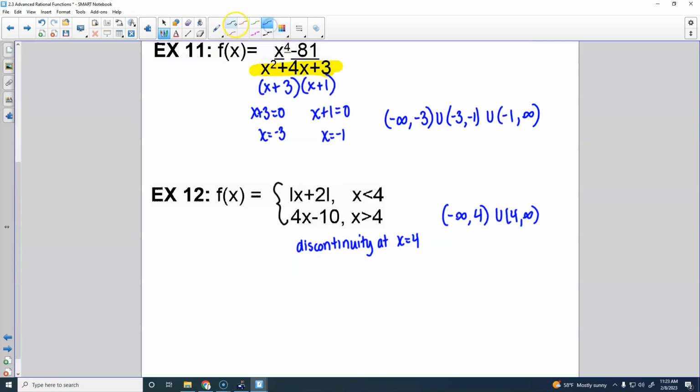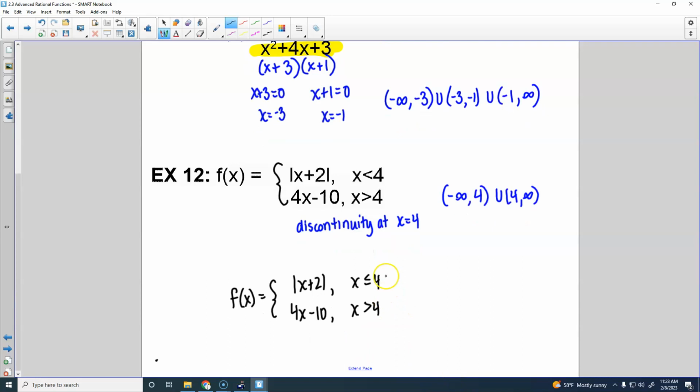Let's pretend that I have the function that looks like this, absolute value of x plus 2, x is less than or equal to 4, and then 4x minus 10 for x is greater than 4. So if I'm pretending that I do in fact have "or equal to" right here, then if I plug in 4, I should use the top equation. I will get absolute value of 4 plus 2, which will give me 6 there.